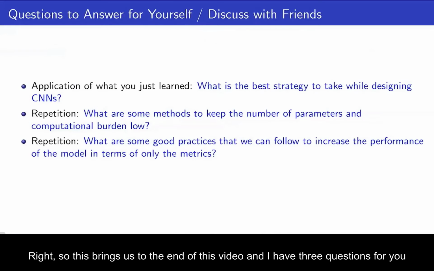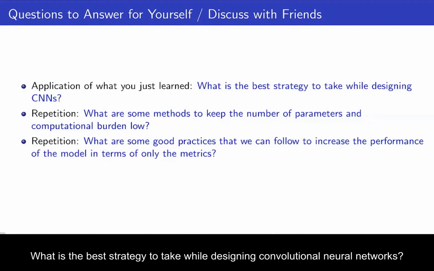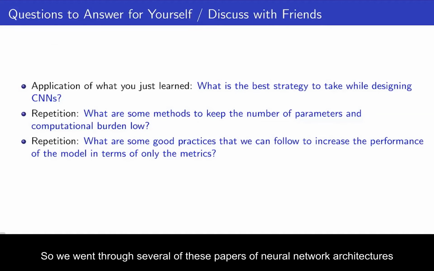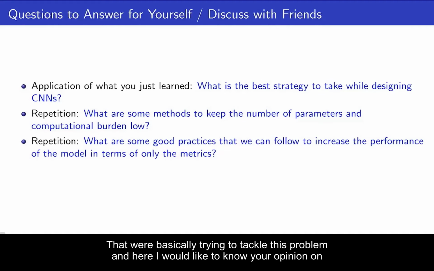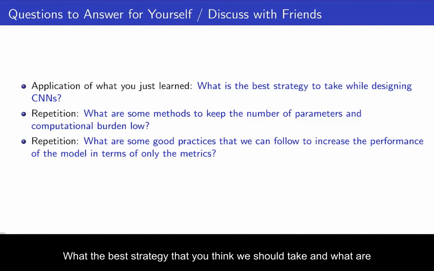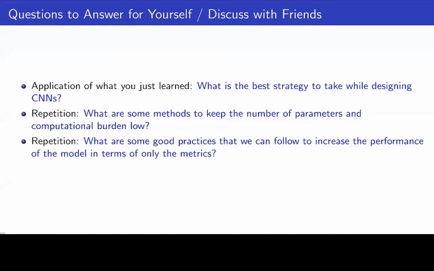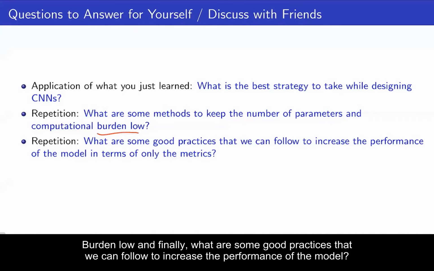All right, so this brings us to the end of this video, and I have 3 questions for you. What is the best strategy to take while designing convolutional neural networks? We went through several of these papers of neural network architectures that were trying to tackle this problem. And here I would like to know your opinion on what the best strategy is that you think we should take, and what are also some of the methods to keep the number of parameters and the computational burden low.